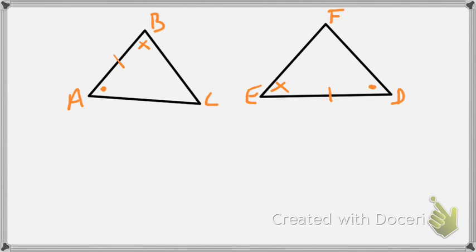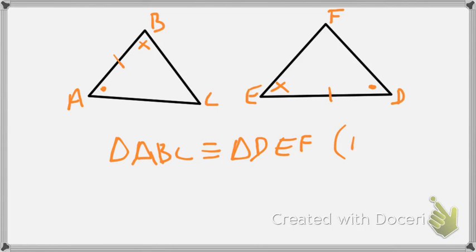Here's the third case. So this one is again ABC and DEF. And this one is AAS, where again, obviously, hopefully, the A stands for angle and the S stands for side. Okay? It doesn't actually matter where the angle is in relation to the side.